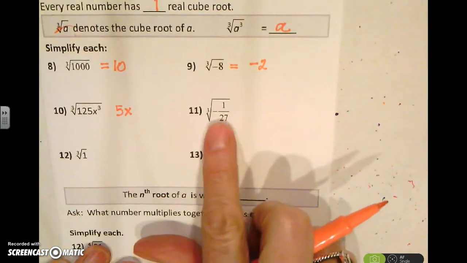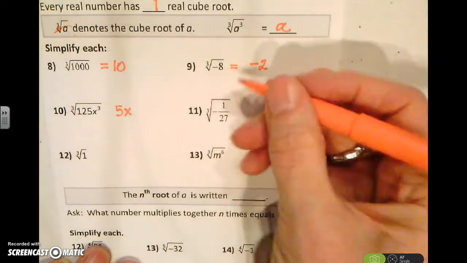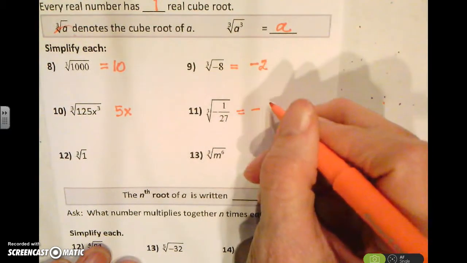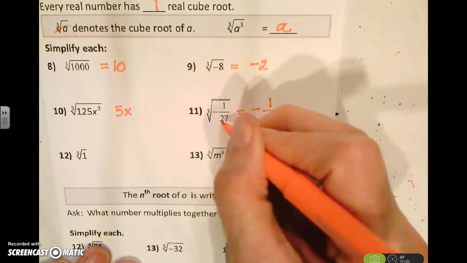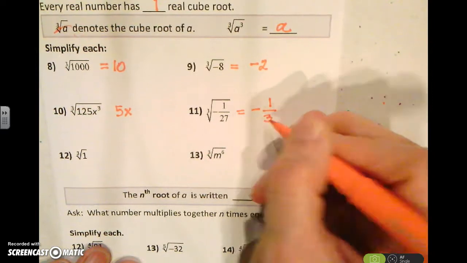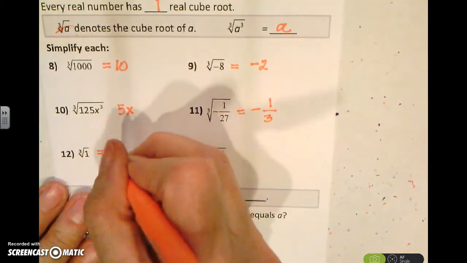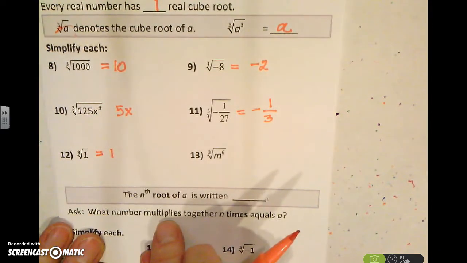The cube root of -1/27 is going to be negative. And then the cube root of 1 is 1, and for 27, that's a 3. The cube root of 1 is 1, because 1 times 1 times 1 is still 1.